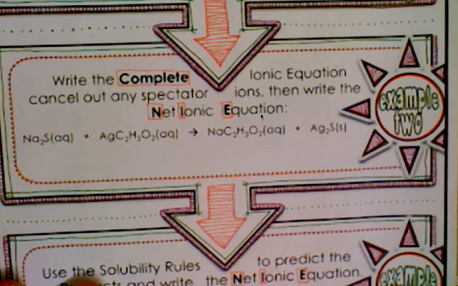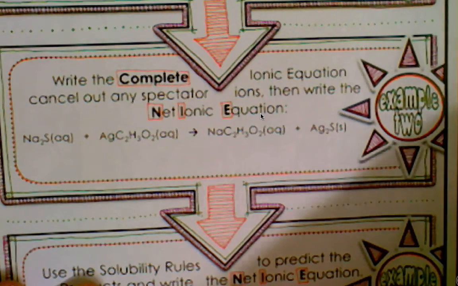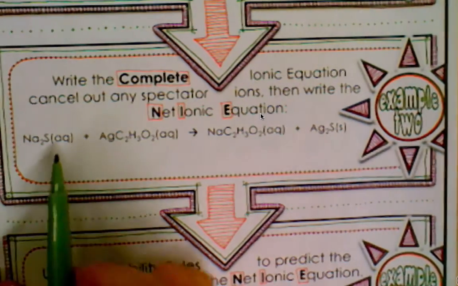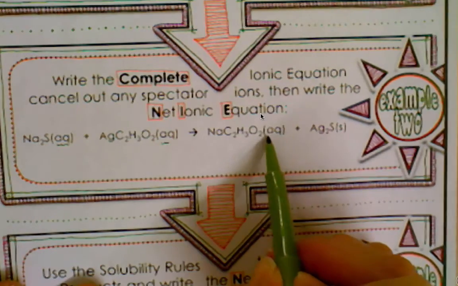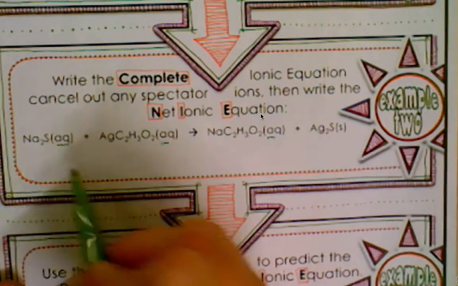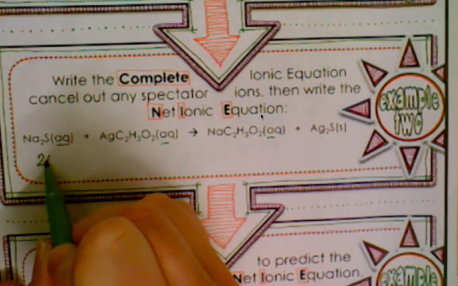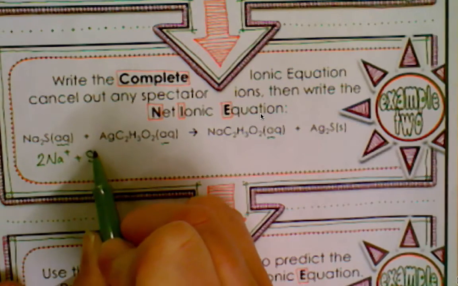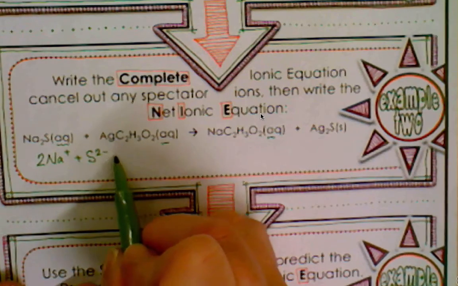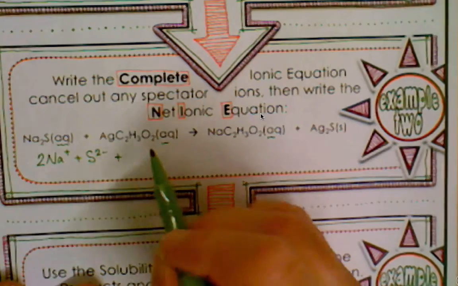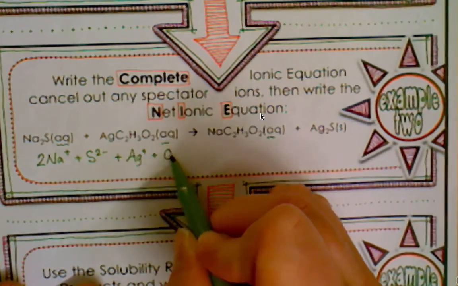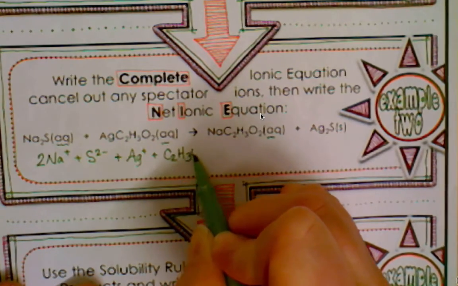In example 2, we have a little bit more work to do. First, we have to write the complete ionic equation, then we'll cancel the spectator ions, and then finally write the net ionic equation. Since I have my solubility already identified, I know which things I can break apart. So sodium's going to break into 2 sodium ions, don't forget to put the charge, and 1 sulfide ion for sodium sulfide. The silver acetate breaks apart into silver and acetate, or your paper might say ethanoate. It's the same thing.